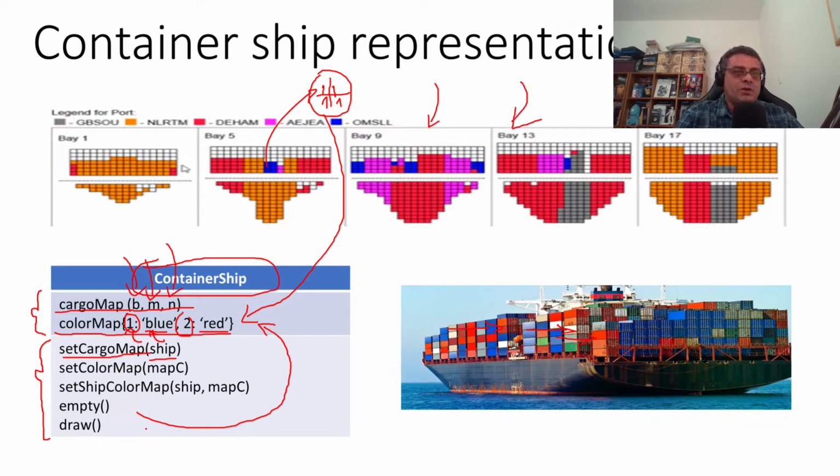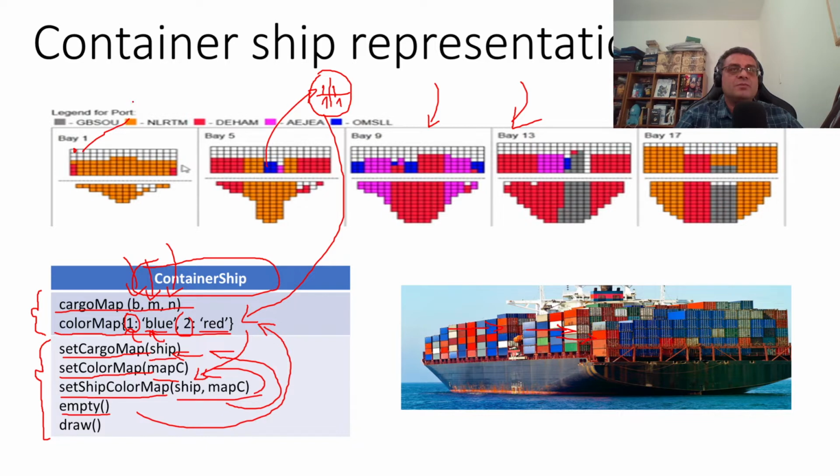This will be explained in more detail when we implement this class. Second, we have the set color map. Set color map is just a kind of dictionary, and we can use many different kinds of dictionaries. This function is just for changing the color map, to get a kind of color for each integer number we have in the container ship. Also, the set ship color map function calls these two functions.